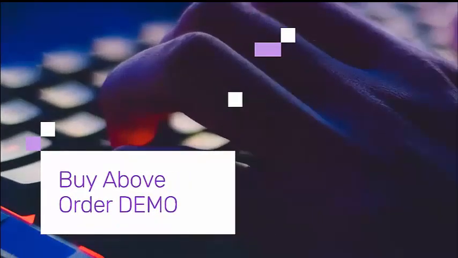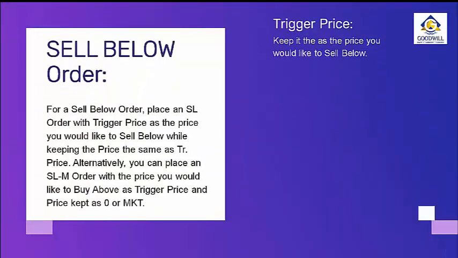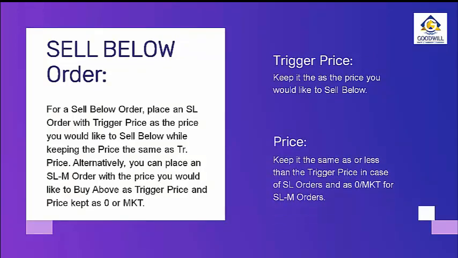How do you place a sell below order? For a sell below order, what you need to do is set the trigger price as the price you would like to sell below, and the price for stop loss limit order as a price which is less than the trigger price or equal to it. For stop loss market orders, you can leave it as blank, 0 or market.